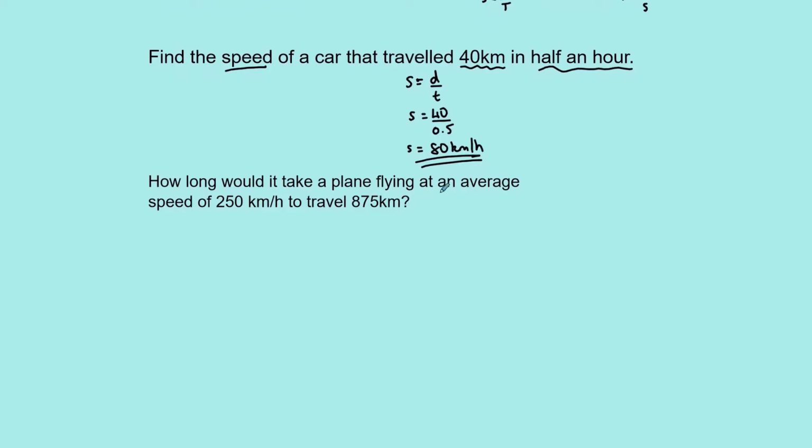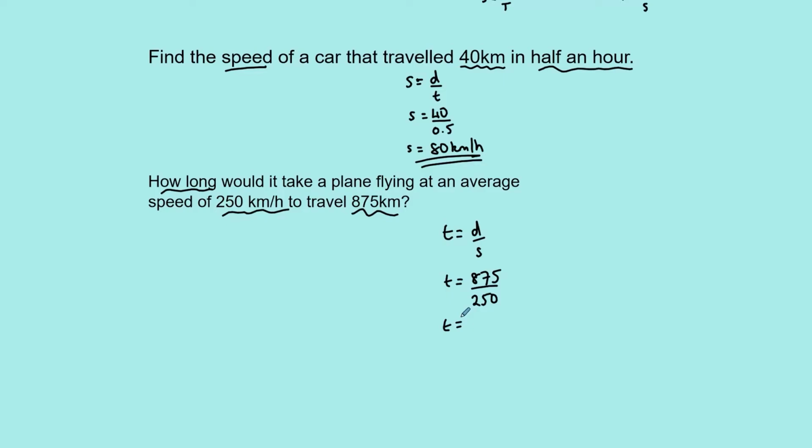How long would it take a plane flying at an average speed of 250 kilometres per hour to travel 875 kilometres? How long? That's talking about time. So our time formula is distance divided by speed. Now the distance, again nice and easy, is 875 kilometres. We don't need to put the units in the actual working, we only need the units in the final answer. The speed is 250 kilometres per hour.